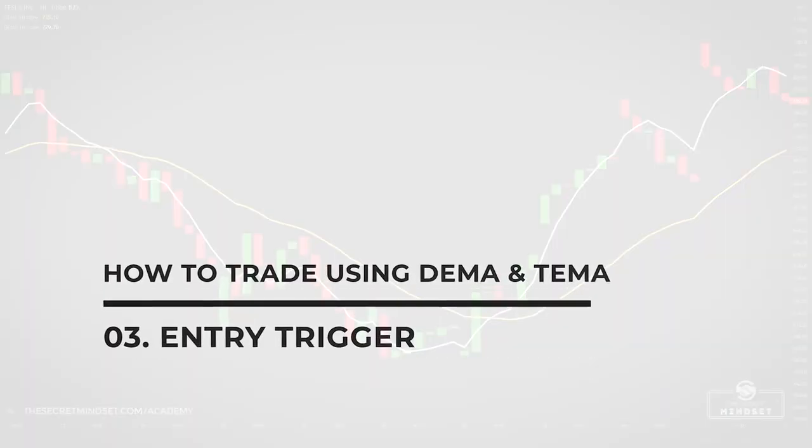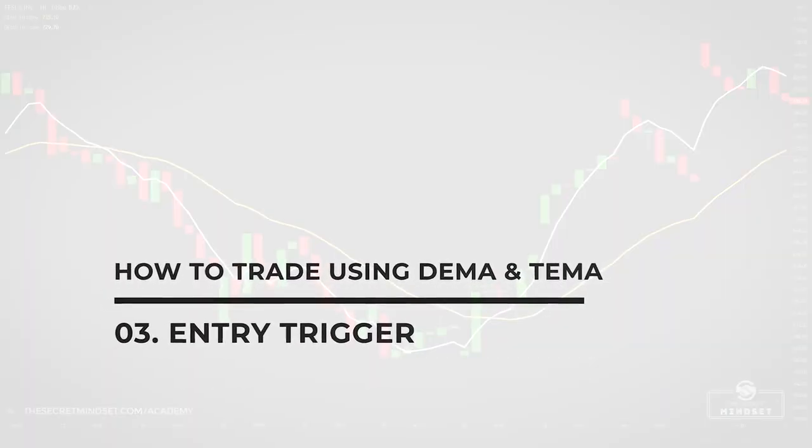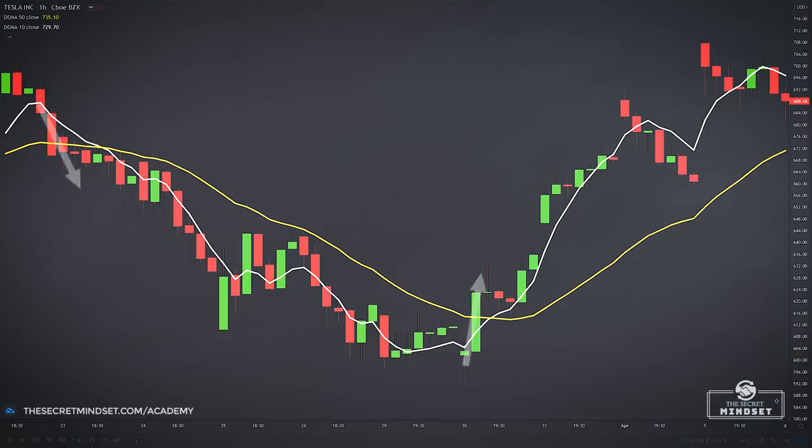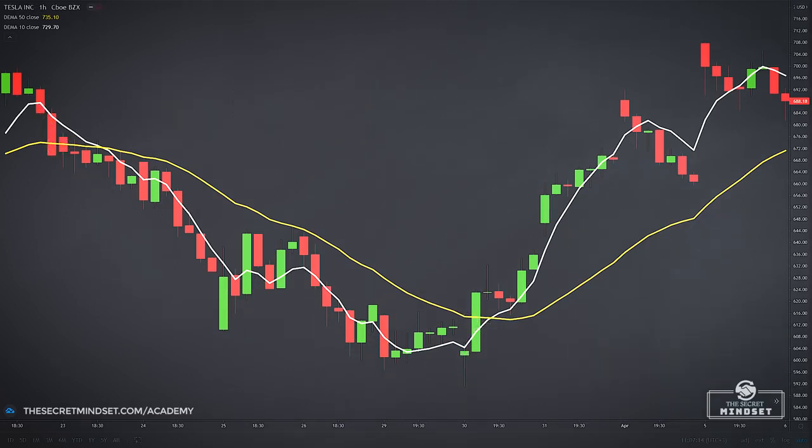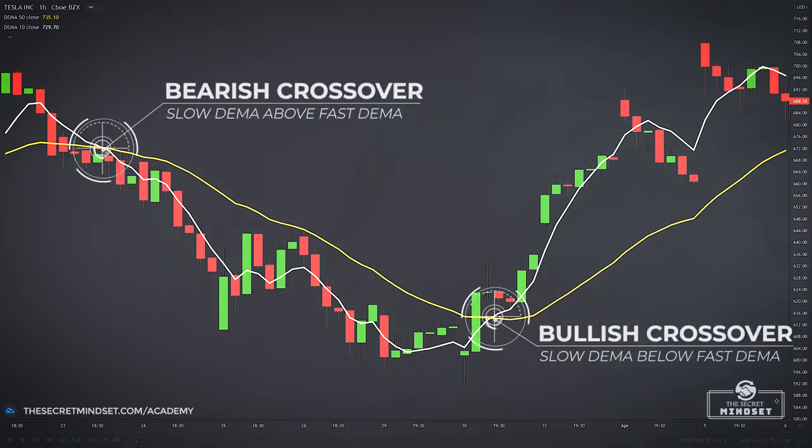Number 3. Entry trigger. The simplest method would be to wait for a price crossover from below to the upside of the double or the triple EMA line to signal a long entry. And you could wait for a price crossover to the downside of the DEMA or the TEMA line to signal a short entry. One of the most commonly used signals produced by moving averages is when a shorter term EMA crosses above or below a longer term moving average.